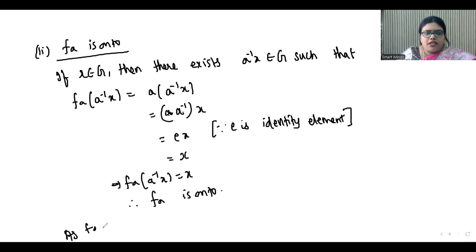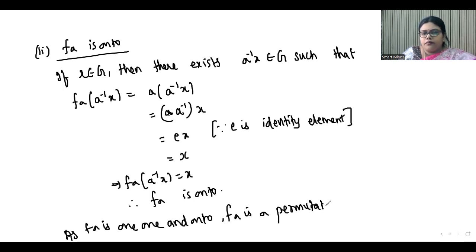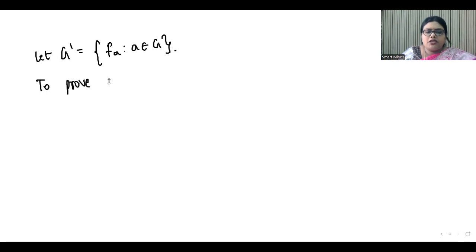Now, as FA is 1-1 and onto, you can say FA is a permutation. FA is a permutation on G. Let G dash is equal to FA such that A belongs to G. Now to prove G dash is a group with respect to product of two functions.